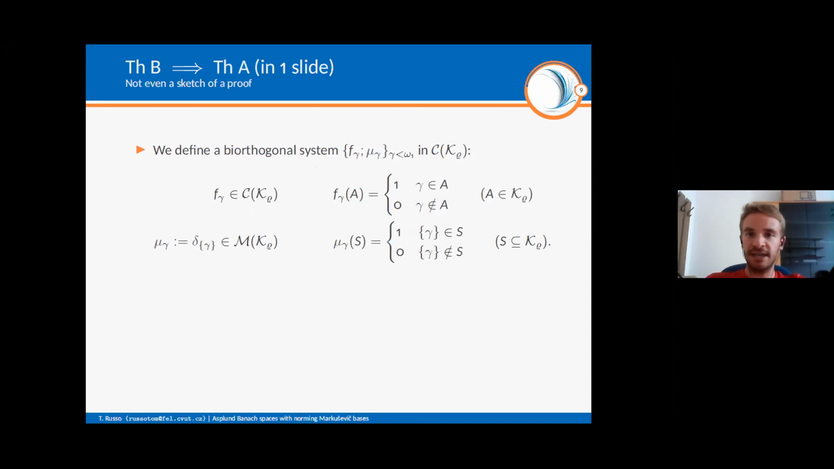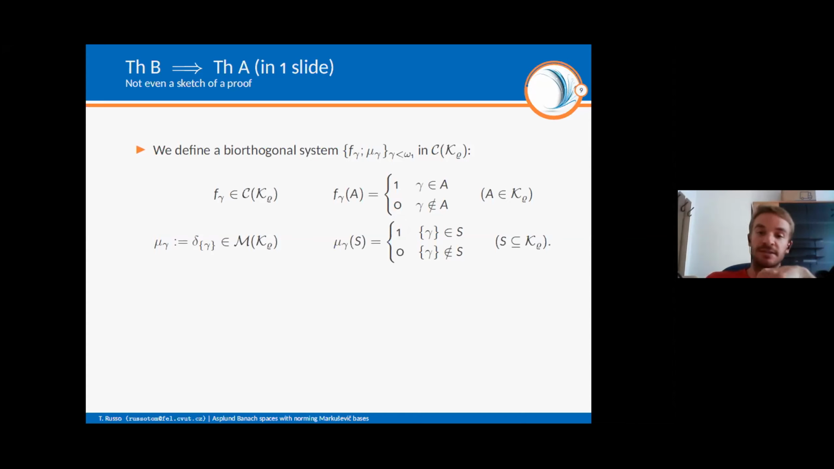So I will discuss something about theorem B later. Here I will just have one slide to say, once you have the compact K_rho, how you continue to go to theorem A. I just mention how to build an orthogonal system. So you define some functions f_gamma in the following way: f_gamma is a continuous function on K_rho, so I have to define f_gamma on any set A in K_rho, and I just say that the function is 1 if gamma is in A and it's 0 elsewhere. And the measures mu_gamma are nothing else than the Dirac measure on the singleton gamma.